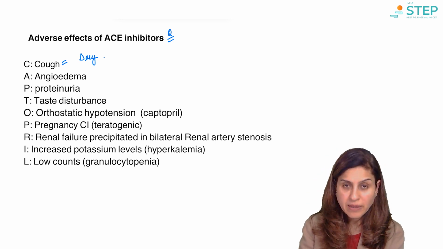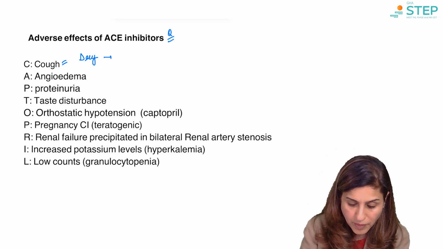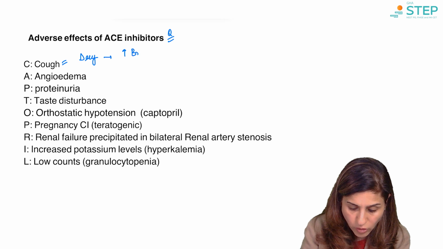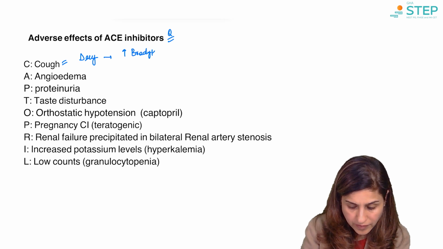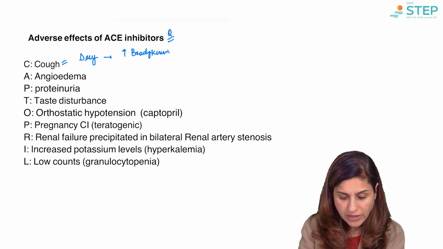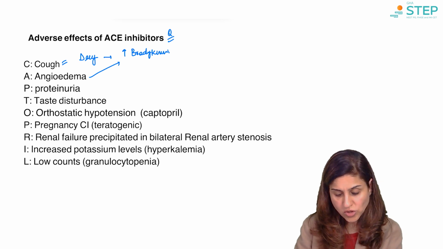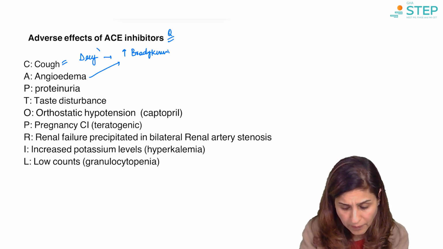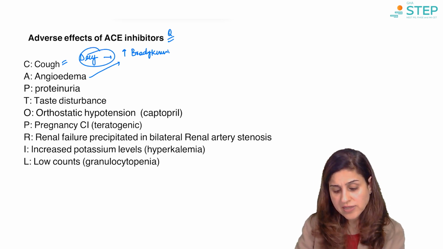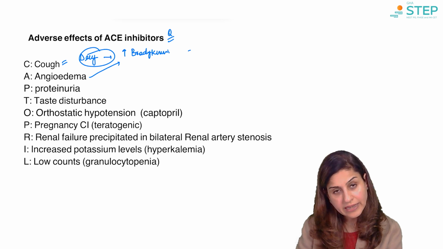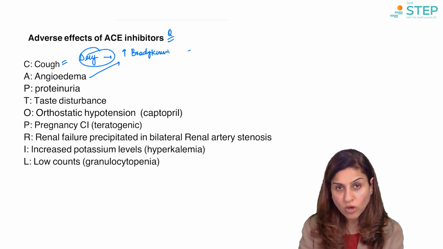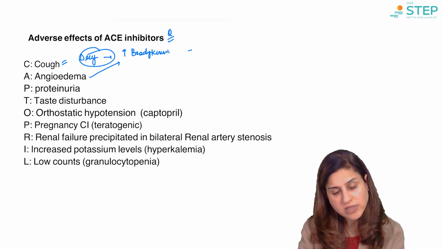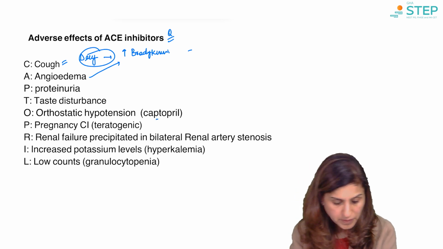And in case there is a dry brassy cough, why does it happen? Because there is an increase in the level of bradykinin. Even angioedema, the reason is usually the same. But this dry brassy cough is especially because of the increase in bradykinin levels. So if the patient cannot tolerate this, then you have to substitute with the other drug, that is the ARBs.